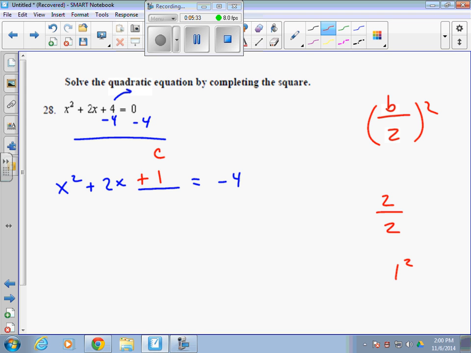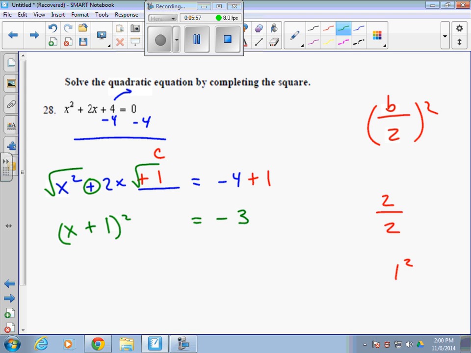But remember, when you add 1 to one side, you have to add it to the other side or you'll unbalance it. So right here we have a perfect trinomial. We can take the square root of x squared and we're going to have x. And we can take the square root of 1 and we get 1. The sign goes between them, plus, and it's squared, equals negative 4 plus 1, which is negative 3.